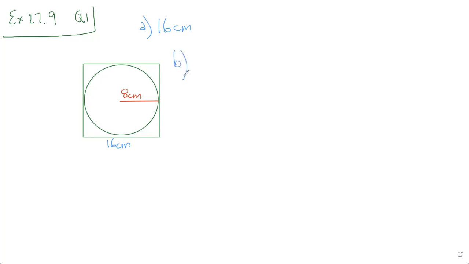Right, part B is asking for the volume of the cube. Well, it's just length times width times height, and they're all the same size. So I'm going to go 16 cubed. I'm going to type that into a calculator. So 16 cubed is 4,096. So 4,096 centimeters cubed, right? Make sure you use the right unit of measurement.